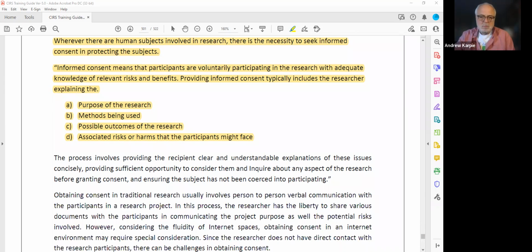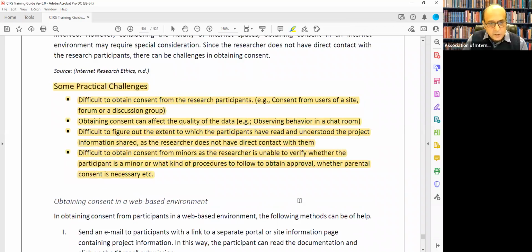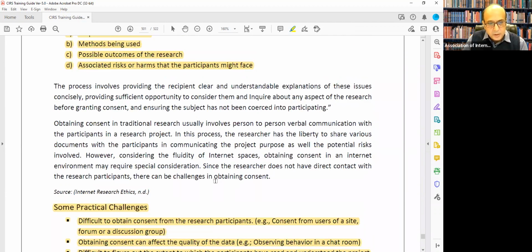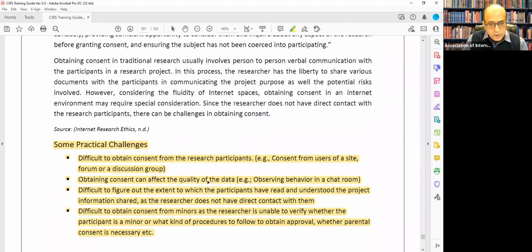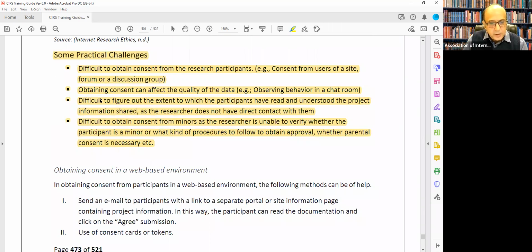I'm going to be just grabbing some of the important excerpts rather than go through the entire thing. It's for you to read later.